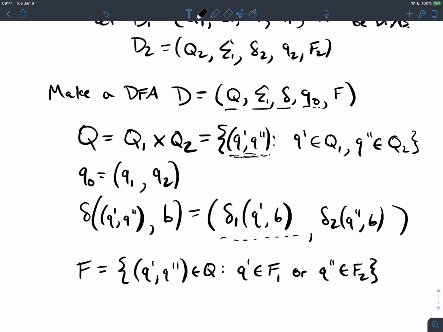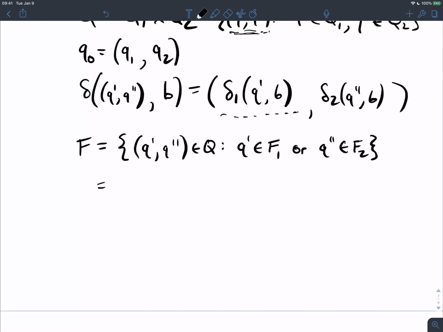What about, go ahead. Why is F not just F1 union F2? First of all, for union, that would be a set of states union a set of states. So the result is a set of states. This is a set of ordered pairs. So it wouldn't be of the right format, first of all, because it needs to have that second coordinate with it.